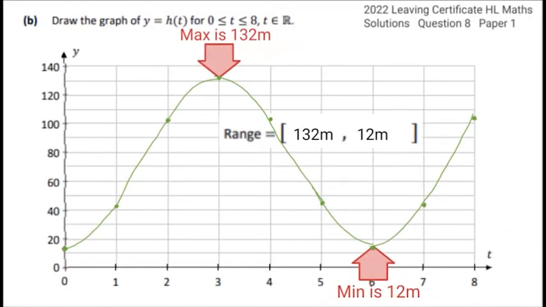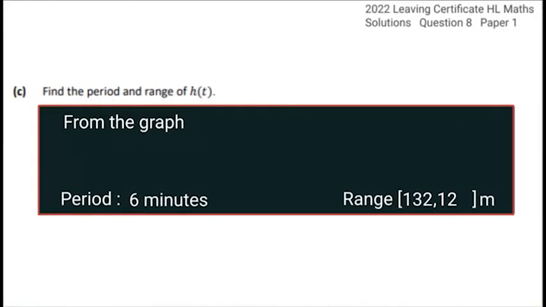If we're finding the range, well, the range is the difference between the maximum and the minimum. So we can see that the max is 132 and the minimum is 12. The difference between the two values is 120, which can also be considered the range as well. So there's our answers. The period is 6 minutes for the cycle and the range is 132 for the max and 12 for the minimum.